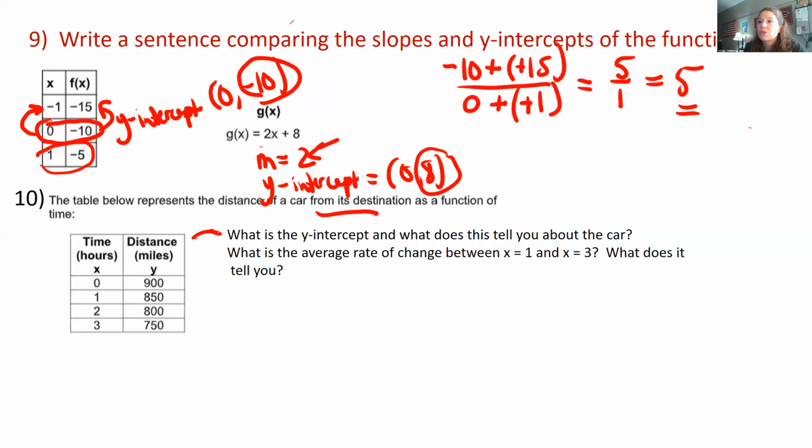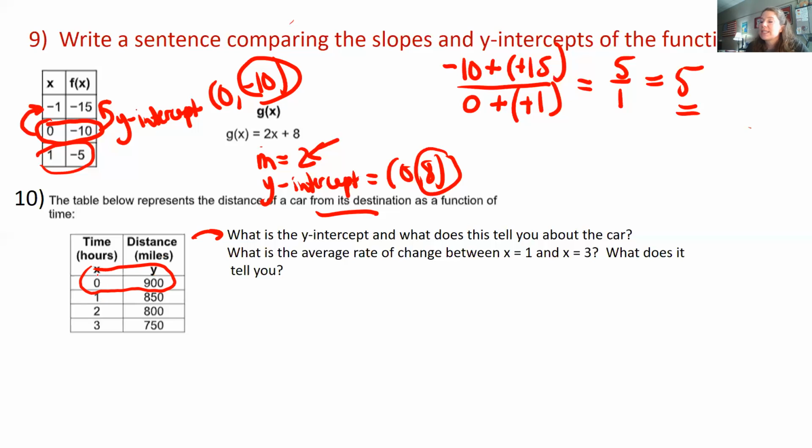So the first question, what is the y-intercept and what does it tell you about the car? It means that when we started our journey, we were 900 miles away from our destination. So the y-intercept tells you your starting place. At the beginning of this journey, we were 900 miles away from our destination.